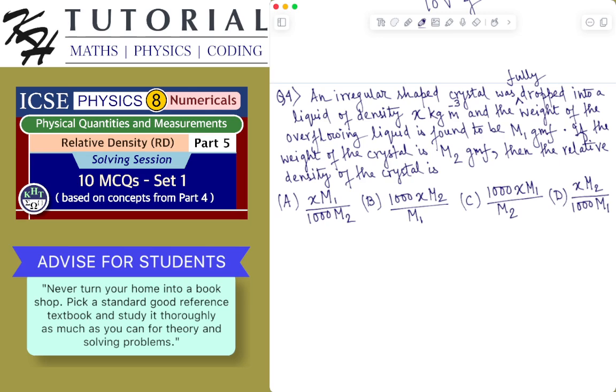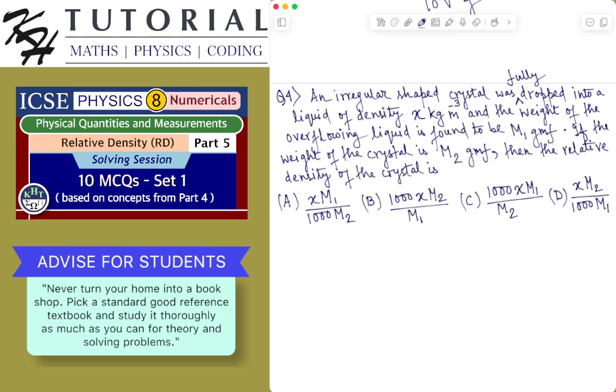Okay. So we are asked to find the relative density of the crystal. To find the relative density of the crystal, we need to find the density of the crystal. Then only we can find its relative density. How do we find the density of the crystal?